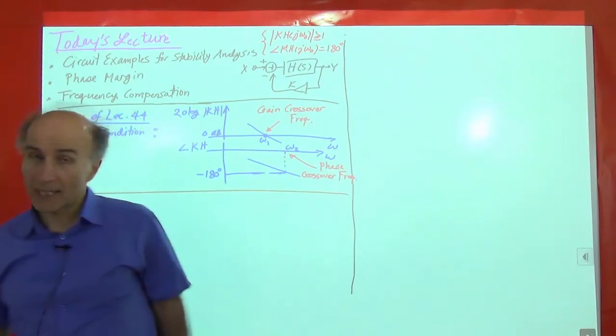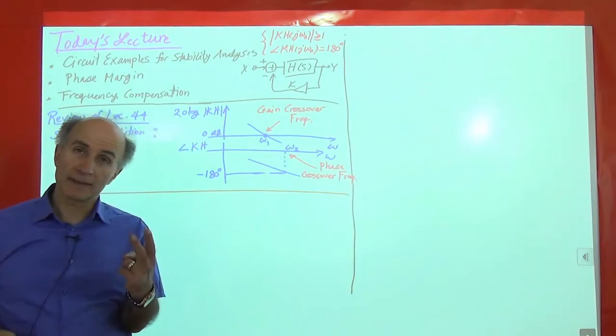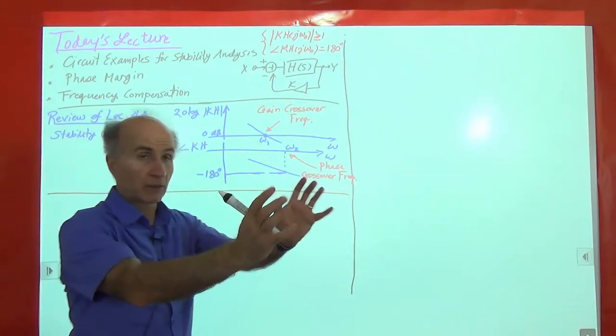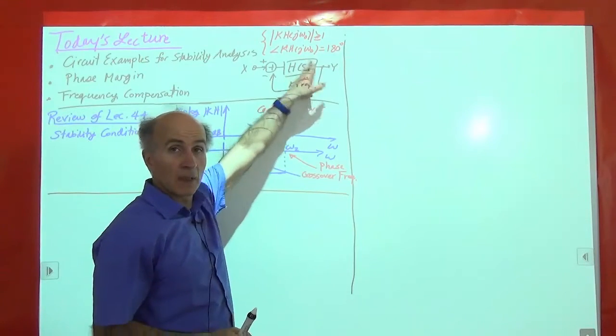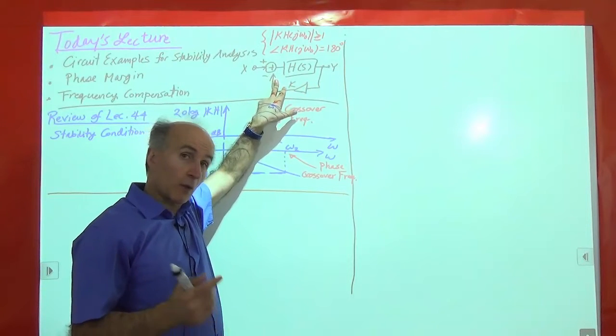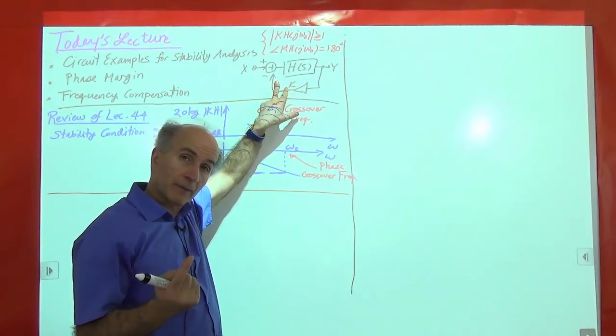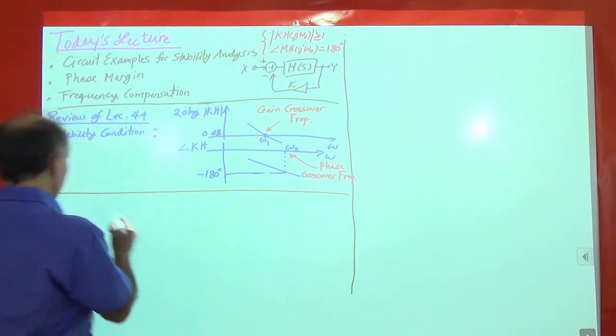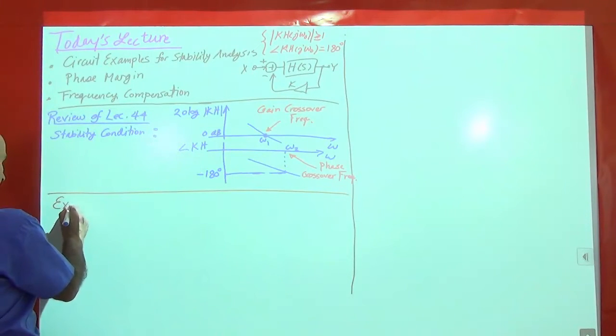Last time we looked at a two-pole system and we saw that it was stable. So if I buy a two-pole amplifier and place it in here, and close the feedback loop around it, it will be stable. We also saw that a one-pole system is stable. Now we're going to look at a three-pole system. So let's look at this example.